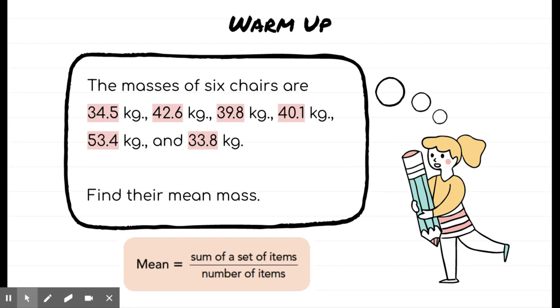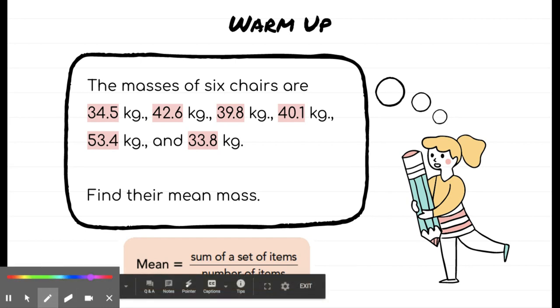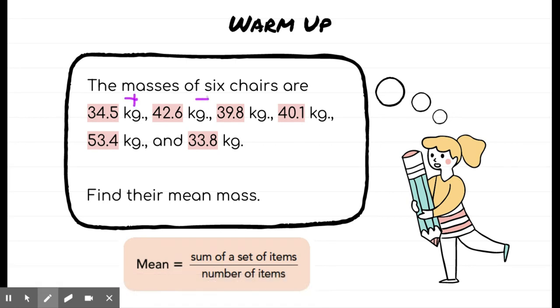For the warm-up, you are finding the mean of these 6 chairs. So to find the mean, first of all, you're going to have to add the value of all the items. So you're adding the weight of these chairs and then you're dividing by the number of items. Since there are 6 chairs in total, you're dividing the sum by 6. And you're going to record your response under the question.